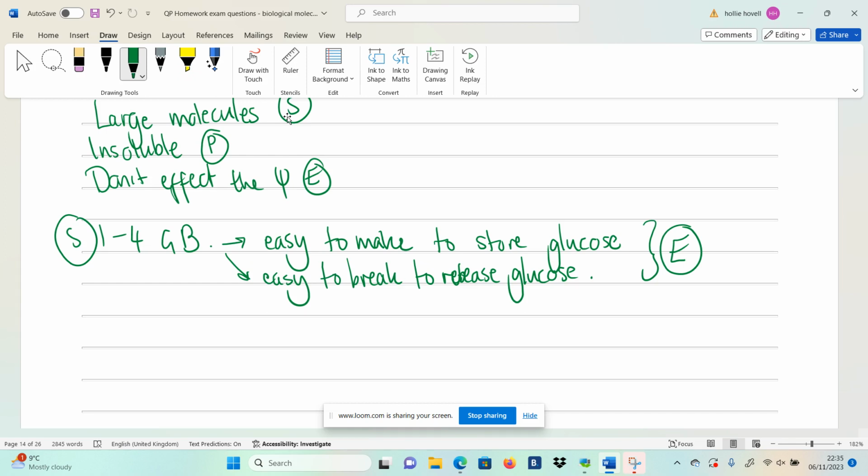Then you need to make sure that you do the equivalent for your lipids. So you do a variety for your carbohydrates, and then you go into talking about your lipids.